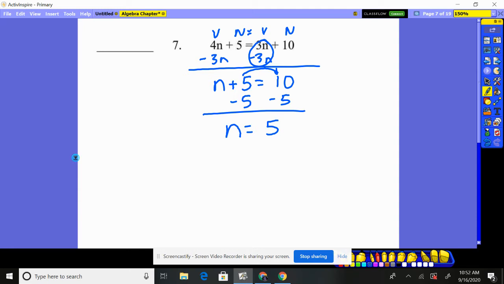We could check it. 4 times n, it says up here. So 4 times 5 plus 5, does that equal 3 times 5 plus 10? Let's see, 20 plus 5, I get 25 here. 15 plus 10, 25 here. Yes, that is the correct solution. So n being 5 was correct.